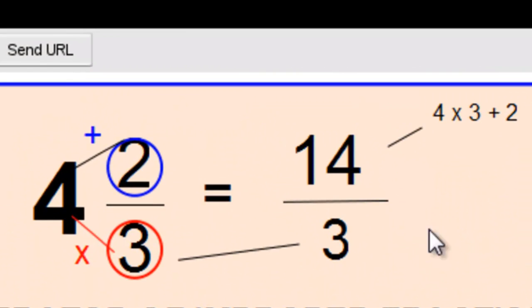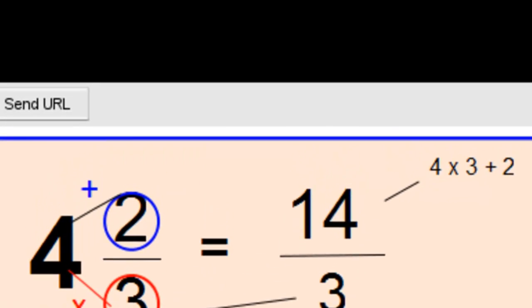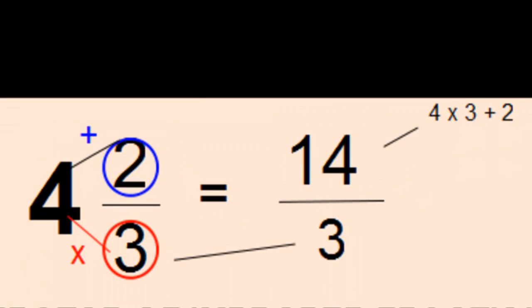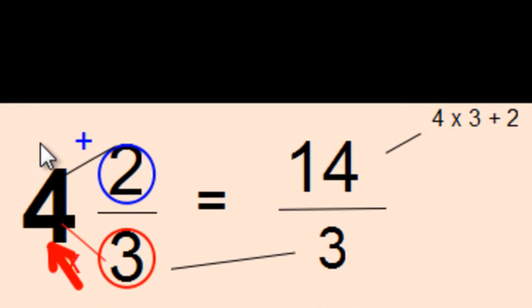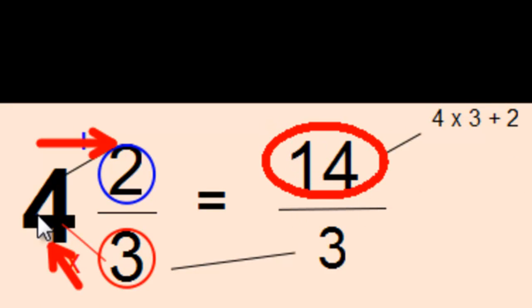Okay, we're going to go 4 times 3, this product here, and we're going to add 2. So this numerator is 4 times 3 plus 2, which is 14. 4 times 3 is 12, plus 2 is 14.